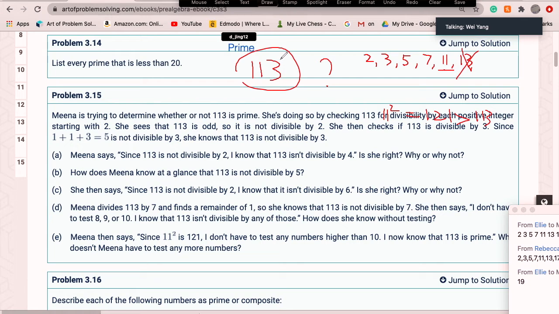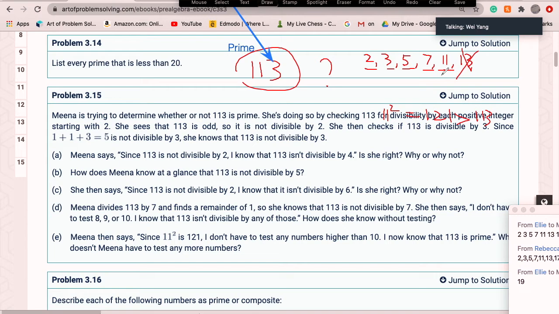Second, I want to let you know you only need to check these prime numbers. You don't need to check all the way to 11. You don't need to check the other composite numbers. You only need to check these prime numbers.